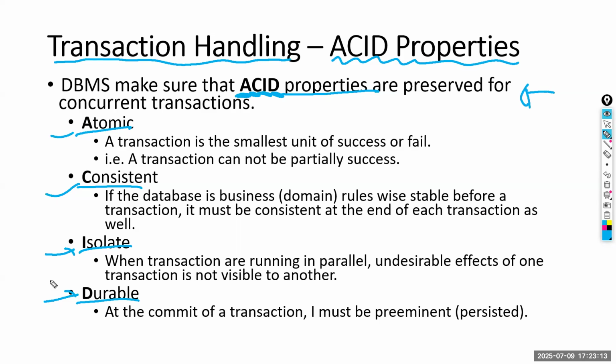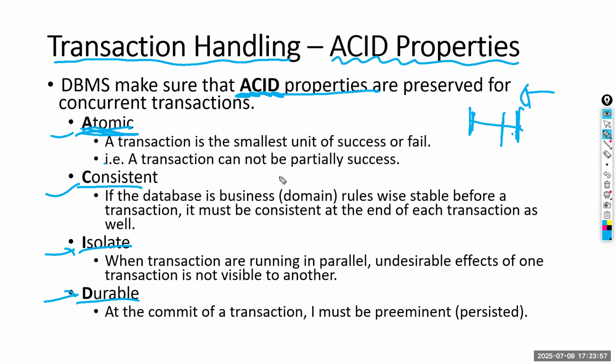And what is meant by atomic? You know what is meant by atom, right? Smallest unit. The smallest hydrogen particle is called a hydrogen atom. The smallest copper particle is called a copper atom. You can't have a smaller part of copper. So atomic means your transaction is the smallest part for success or failure. As a transaction, it is either fully success or fully fail. There's nothing called 75 percent success, 25 percent fail. So that is called atomic.